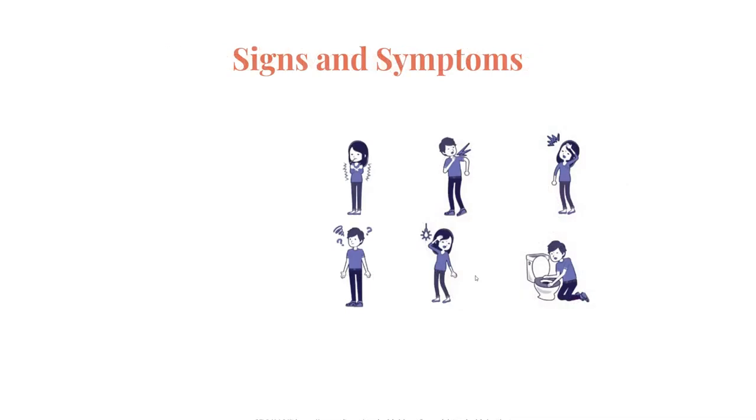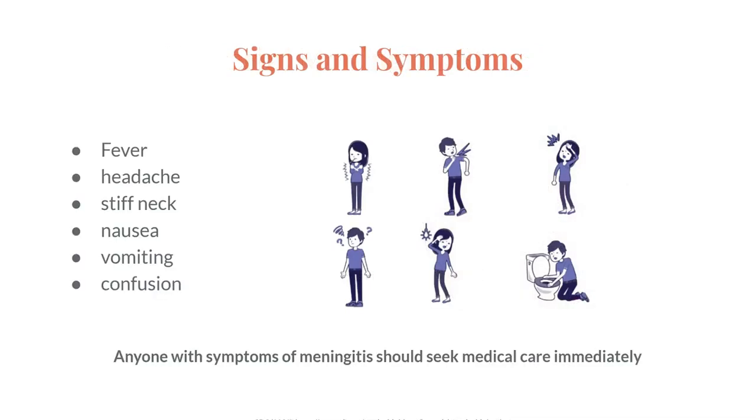So what are signs and symptoms of bacterial meningitis? Just like the viral, it does cause fever, headache, stiff neck, nausea, vomiting, confusion. Those are some common ones. Anyone with symptoms of meningitis should seek medical care immediately because, as I mentioned, bacterial meningitis is a life-threatening situation, and it is an acute infection, so it does happen rapidly and needs to be caught as soon as possible.